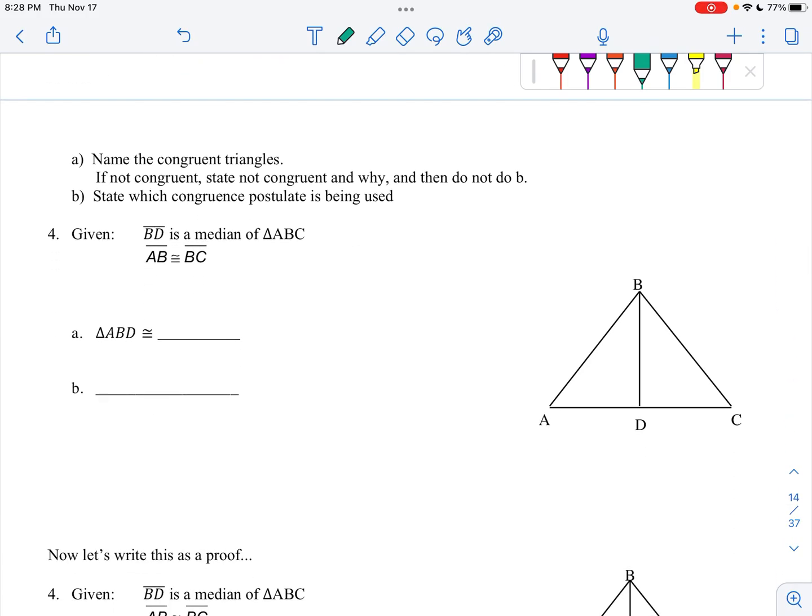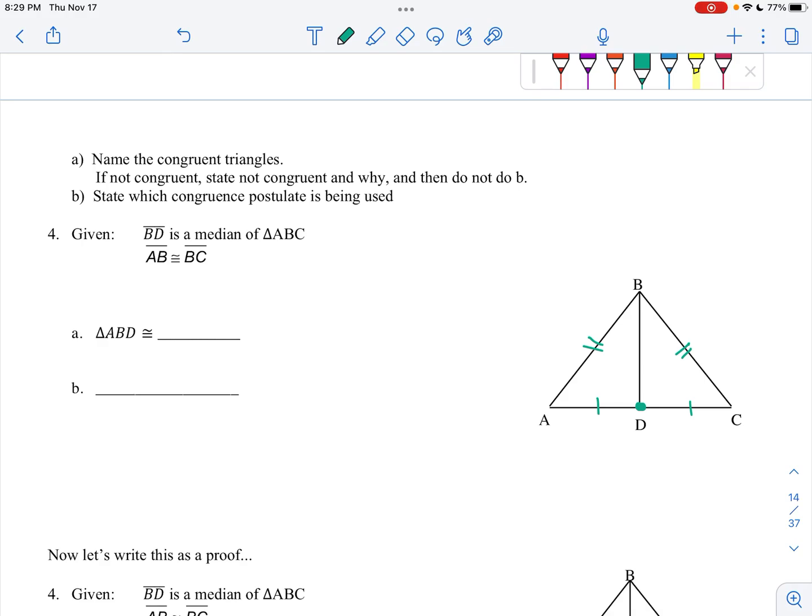Okay, we have one more example here to do. It says that segment BD is a median of triangle ABC. So I know a median connects a vertex to a midpoint. So if this is a midpoint, that tells me those two sides are congruent. It also tells me that AB and BC are congruent, so I can mark those as equal.